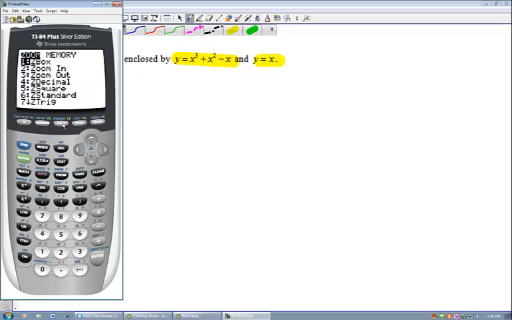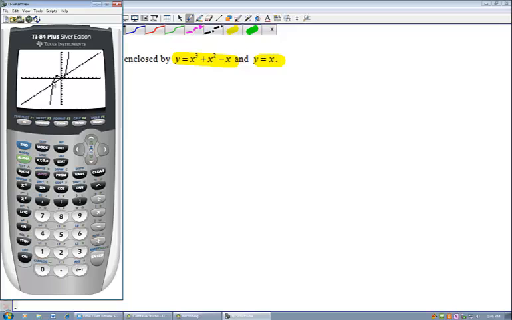And then my window, I really don't know where to look. If I don't know where to look, I just do sort of a z standard, which is minus 10 to 10, minus 10 to 10. And there they are right there. And actually, you can see how they kind of cross a little bit, but I'd like to get a better picture. So to get a better picture, I want to find these intersection points.